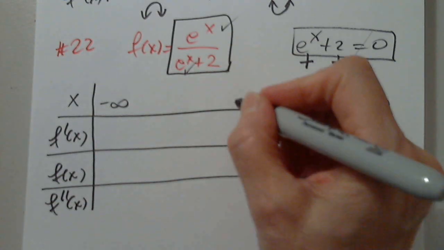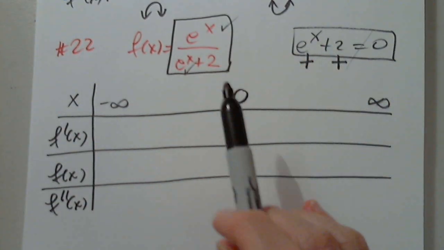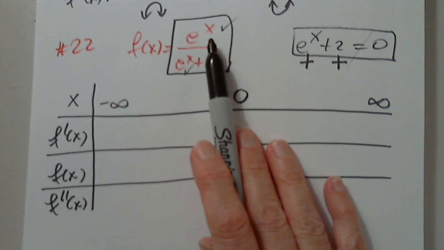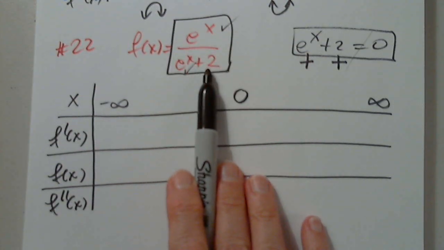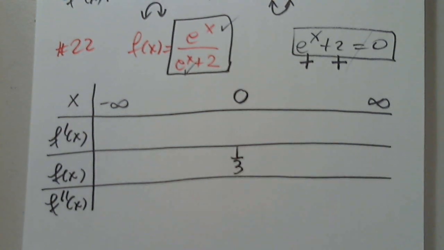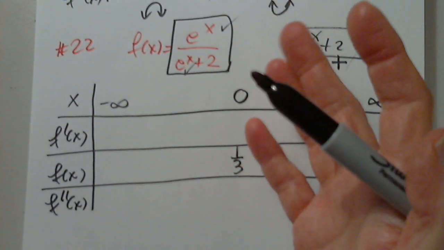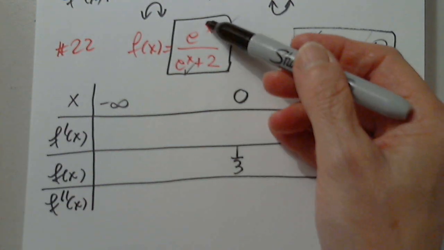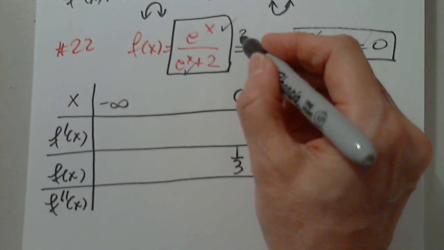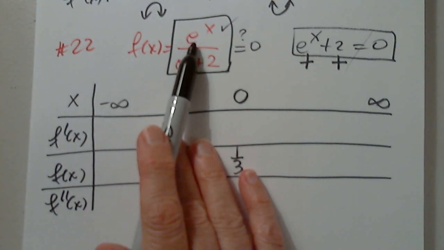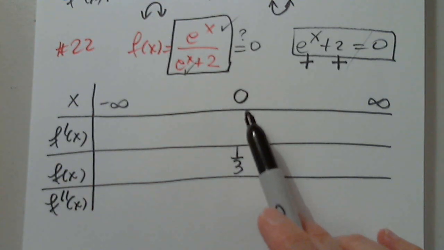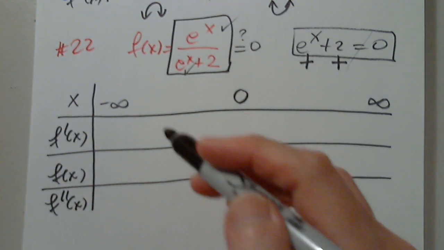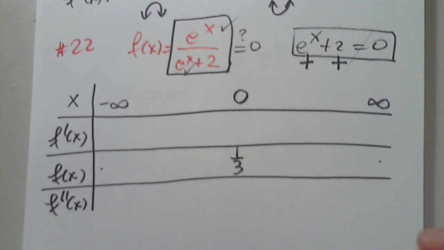Good. So I have to plug in 0. When we plug in 0, e to 0 is 1. So 1 over 1 plus 2. Now this is the y-intercept, but can this function ever be 0? No, because this is always a positive number. So there is no x-intercept, but there is a y-intercept. When x is 0, y is 1/3. So the only thing that I need to find are these limits, and we're done.